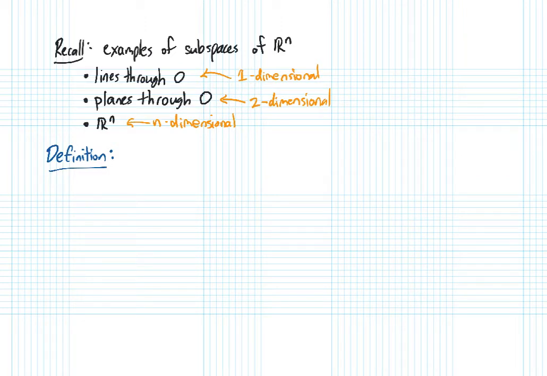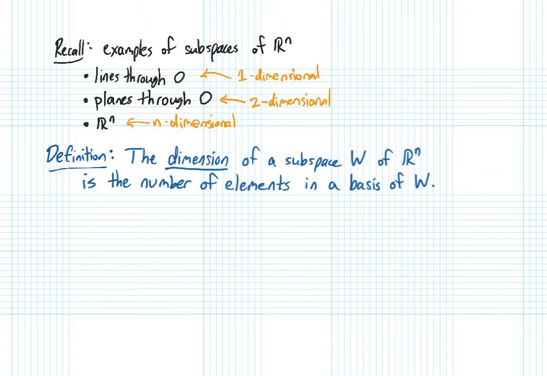But before I do that, I would like you to pause for a second and see if you can just guess what the definition is. Think about the things that we've been studying recently and how your intuition for dimension fits in with those things. All right, are you ready? The dimension of a subspace W is the number of elements in a basis of W.